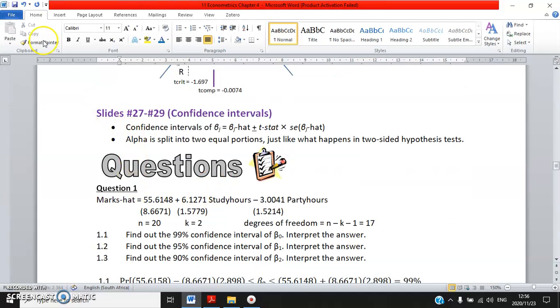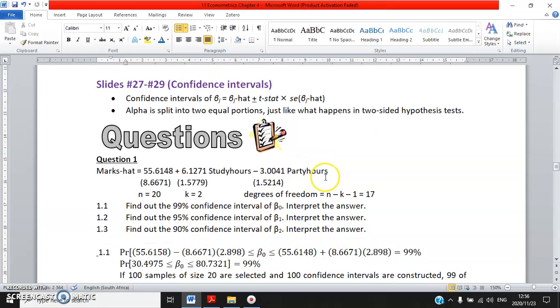Okay. Confidence interval. This is the formula. You see the plus or minus sign because of the upper limit and lower limit. It is equal to the sample regression parameter plus or minus the t-stat, which you have to find from the t-table. Remember, it is just like two-sided hypothesis testing. We have to split the alpha into two parts when we look for the t-stat, and then your t-stat is multiplied by the standard error of the relevant parameter.